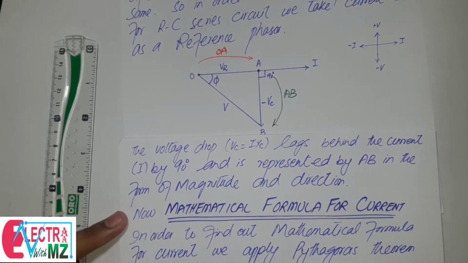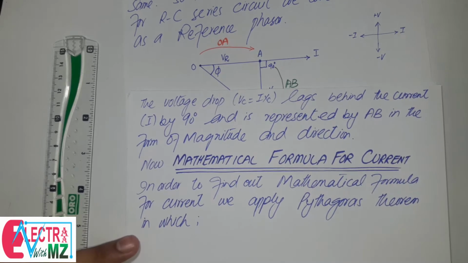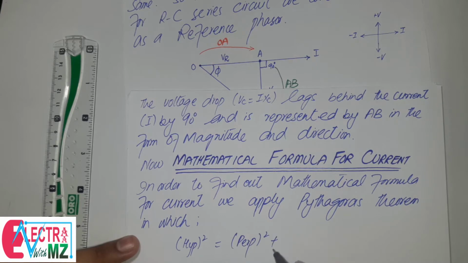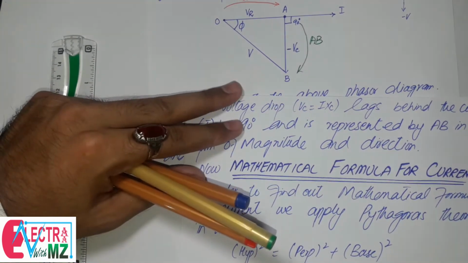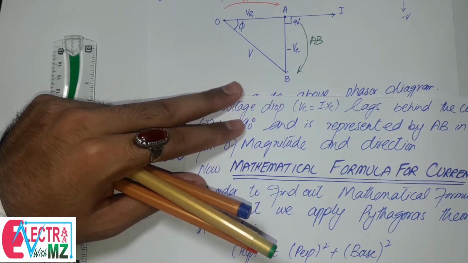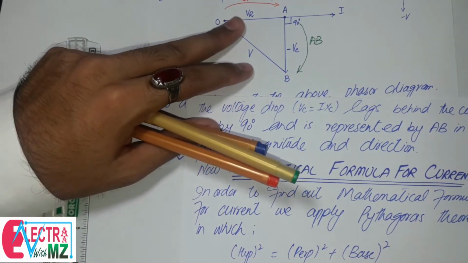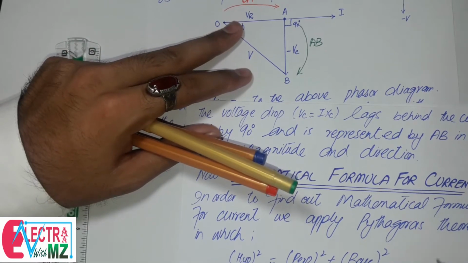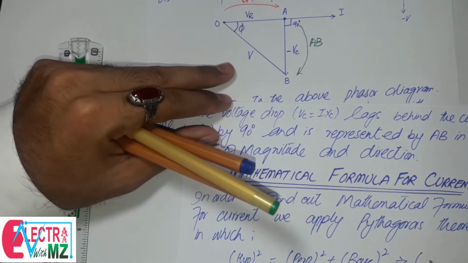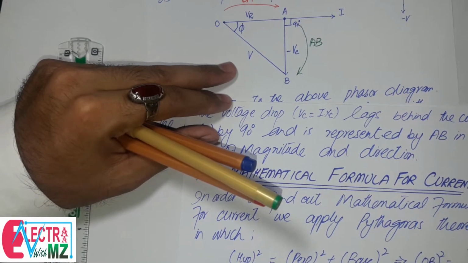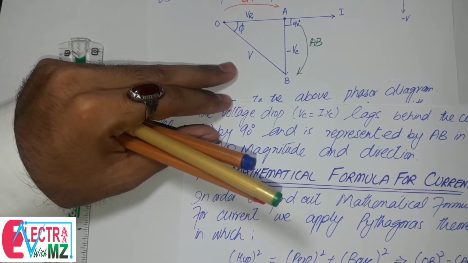In which hypotenuse whole square equals perpendicular whole square plus base whole square. So here in this case hypotenuse is V, so V square, and perpendicular is VC, so VC whole square, plus base is VR, so VR whole square. This means that hypotenuse OB whole square is equal to perpendicular AB whole square plus OA whole square. Okay.